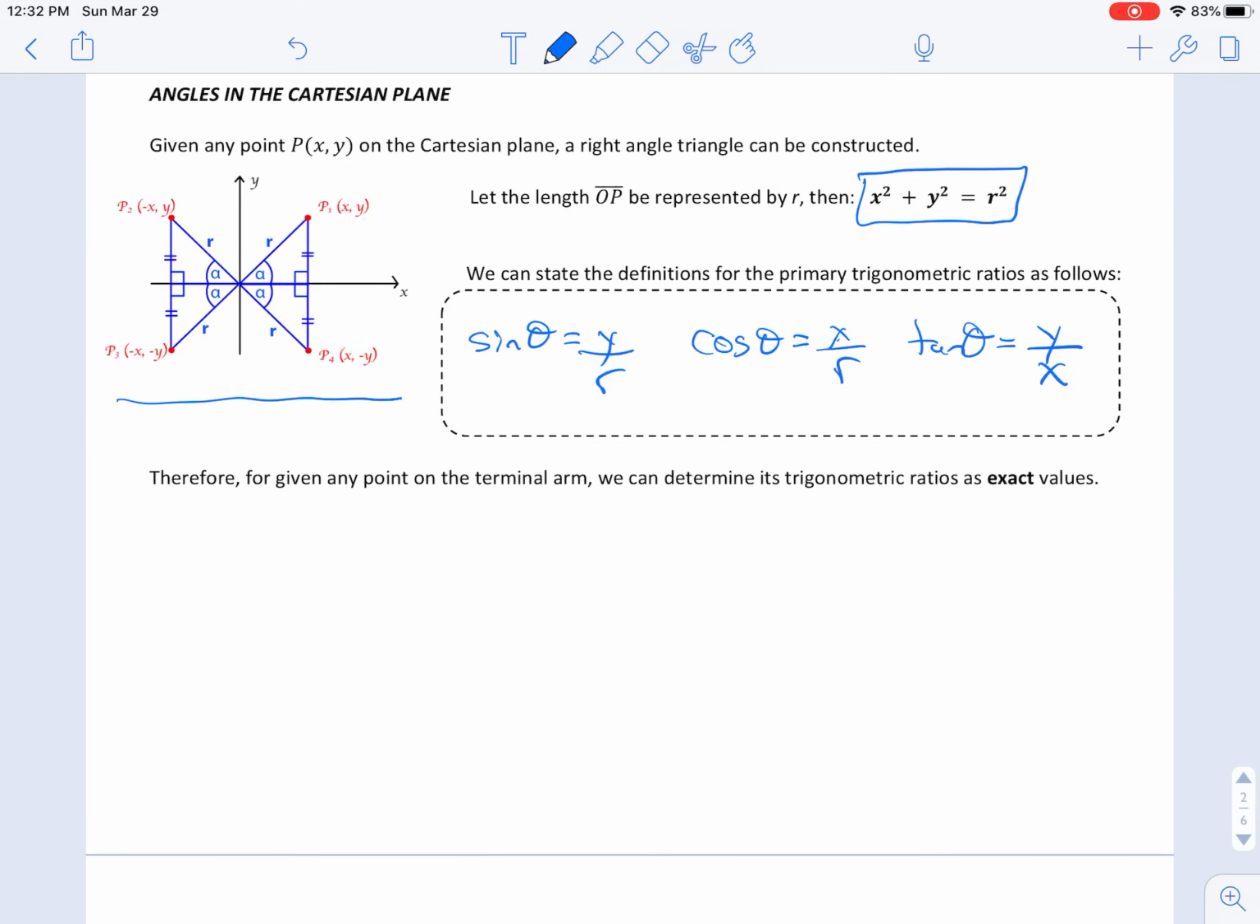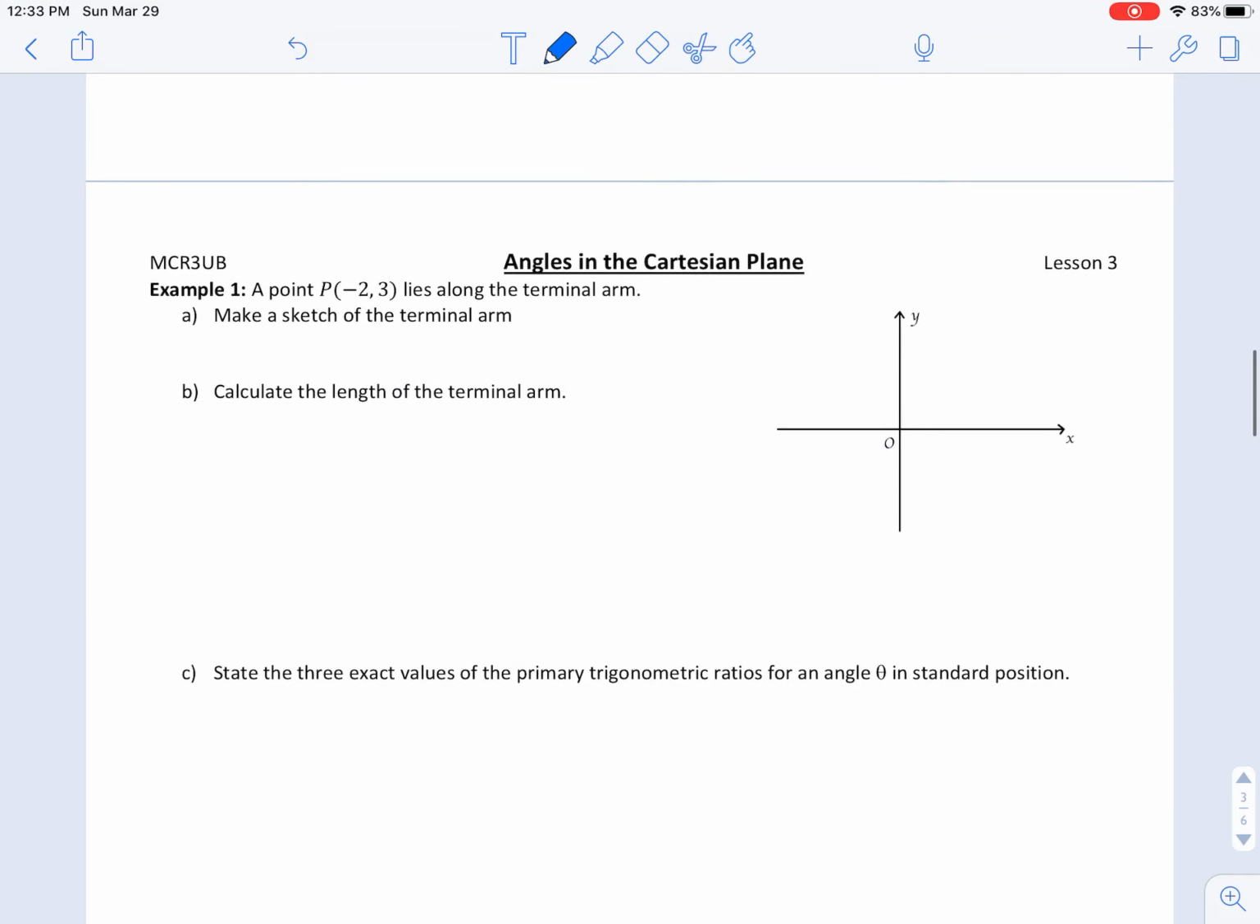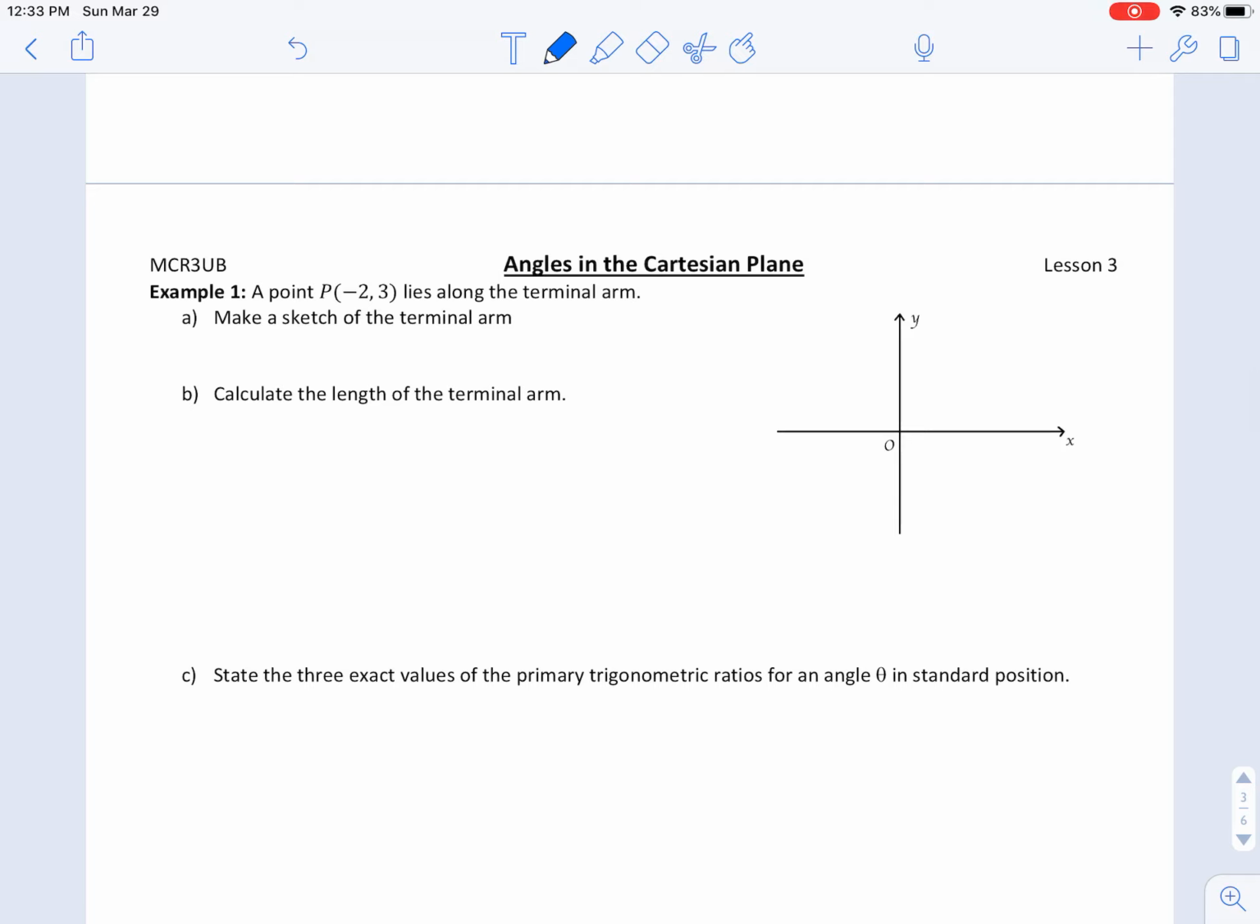So it's possible, if you start drawing some triangles that don't have the exact values that we've been using, you can still draw them, and that's what we're going to look at today. So the first one here, it says you've got this point, -2, 3, that lies on the terminal arm. It says make a sketch of the terminal arm. So if you imagine this point, let's just start with the point and sketch it. If it's -2, 3, that means I'm going into the negatives for x. Let's say that's -2. Let's say 3 is up here. Again, it's just a sketch. So that's my point P.